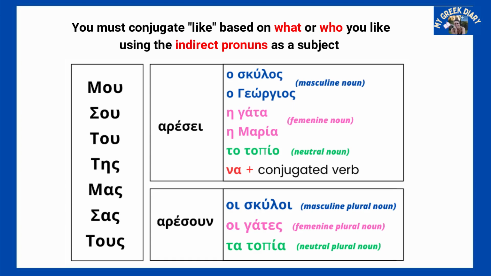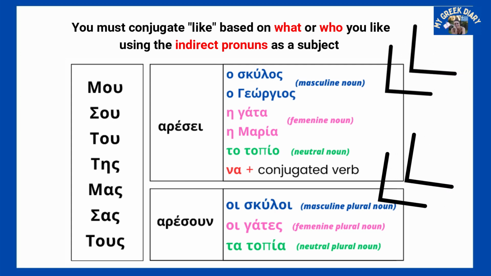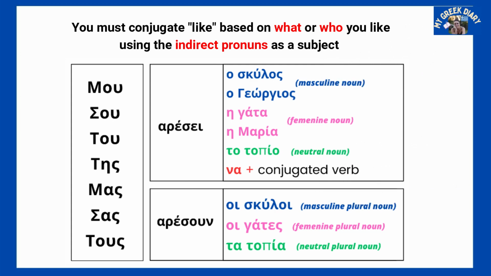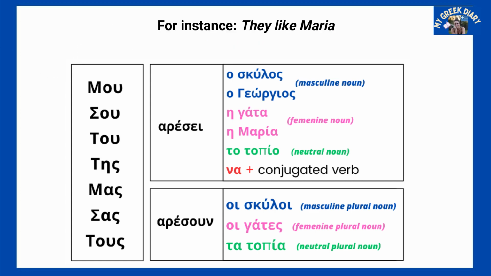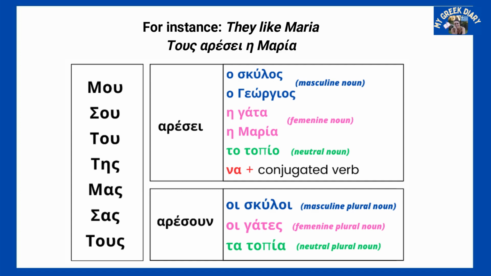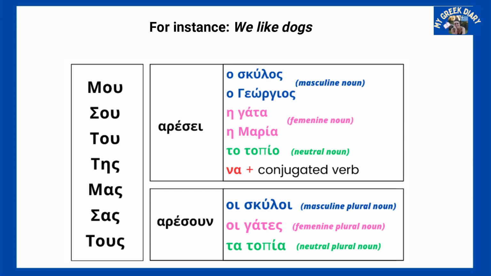As a recap, here there is a chart for you to see the general picture, where you must conjugate based on what or who you like, using the indirect pronoun as a subject. For instance, they like Maria would be τους αρέσει η Μαρία. Another example could be we like dogs, which would be μας αρέσουν οι σκύλοι.